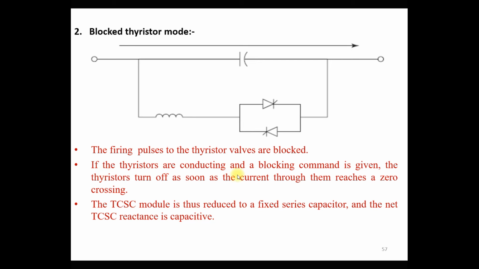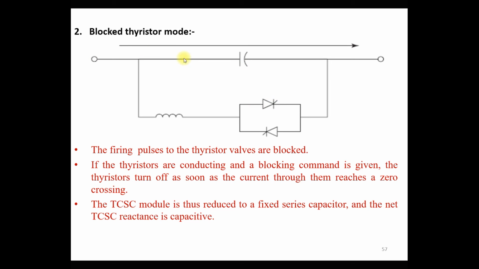If the thyristors are conducting and a blocking command is given, the thyristors are turned off as soon as the current through them reaches the zero crossing. When the blocking command comes from the control block of the TCSC module, it removes all the gate pulses of the thyristors, and these thyristors turn off when the current flowing through them becomes zero.